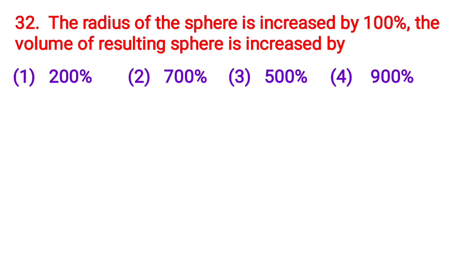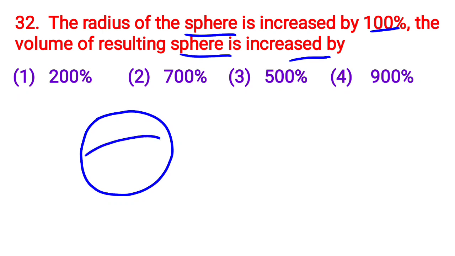Next, question 32. The radius of a sphere is increased by 100%. The volume of the resulting sphere is increased by? Here is a sphere diagram. This is called the radius. If the radius is increased by 100%, then the volume of the resulting sphere is increased by 200%, 700, 500 or 900.